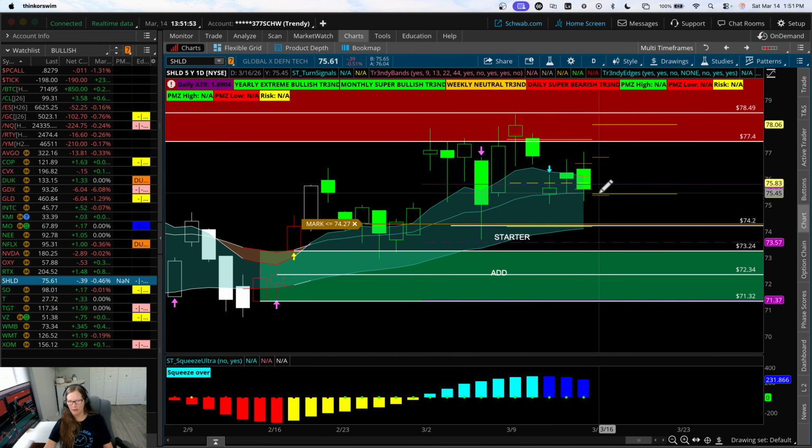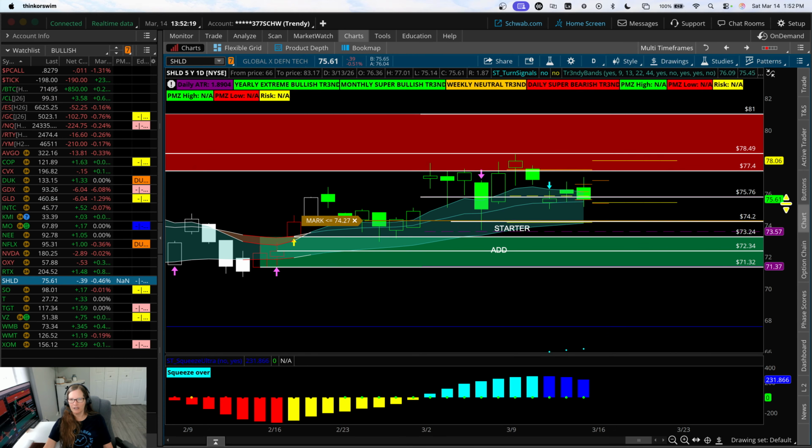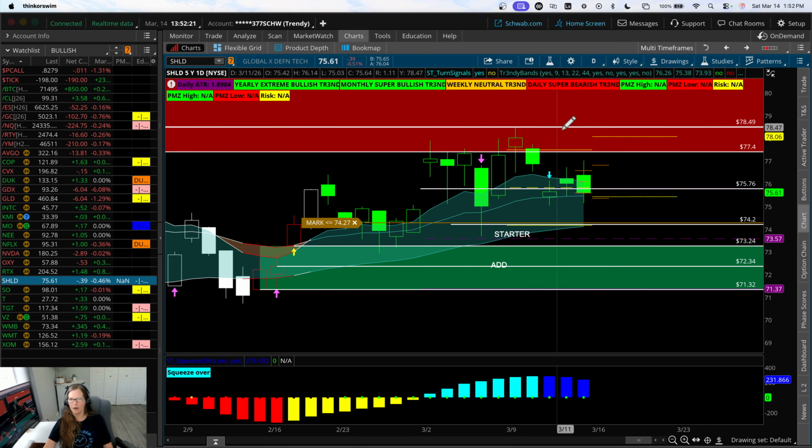So I've got the alert back down at 74.20, but I would do just a starter type position there, and then I would add to full allocation in that buy zone. As far as targets go, $75 to $76, I would expect some rejection, and then 77.40 to 81 are my next targets.